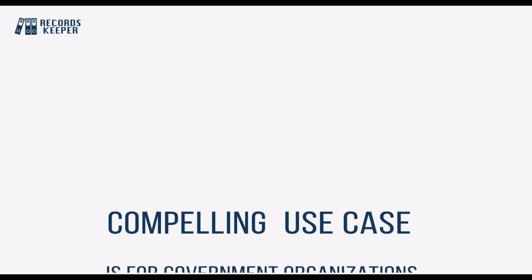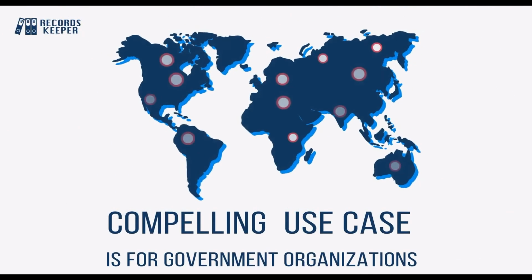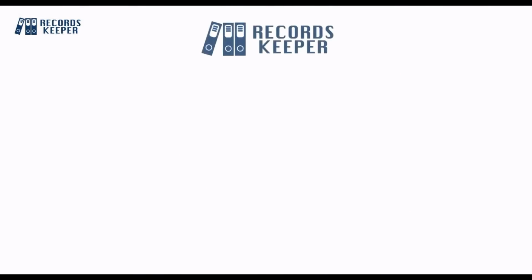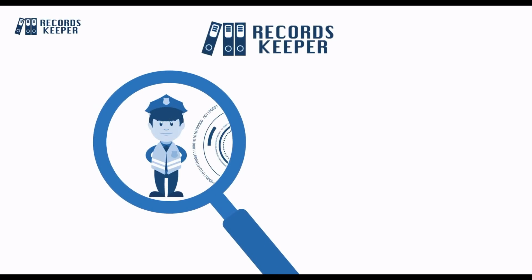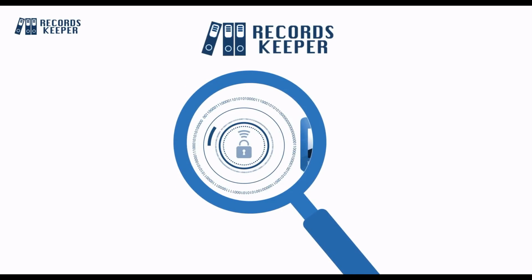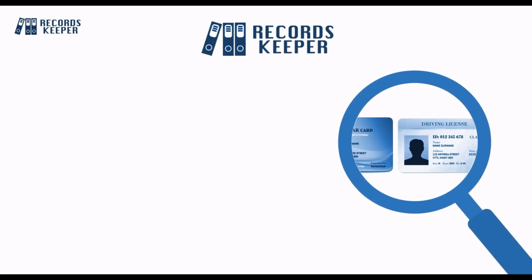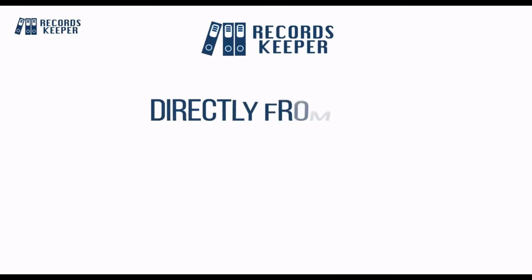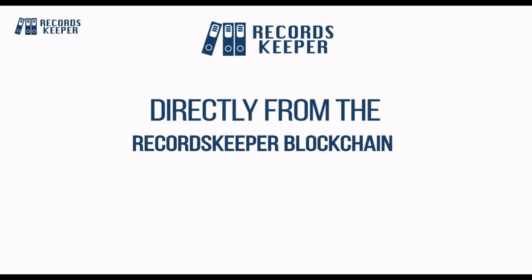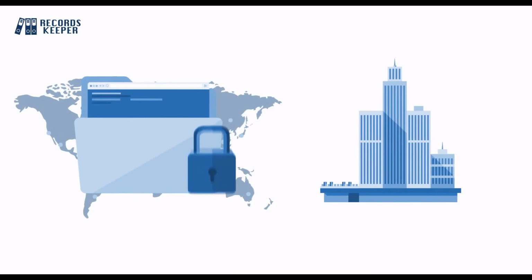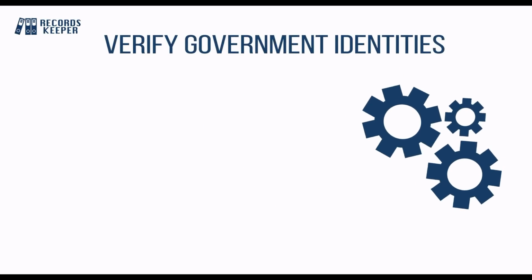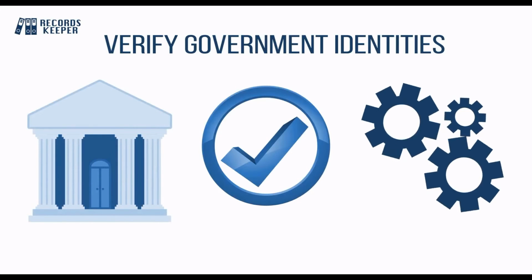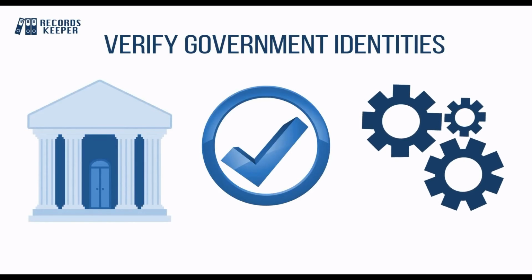Another compelling use case is for the government organizations all over the world. Using RecordsKeeper public blockchain, the traffic police can verify the authenticity of the social security number, Aadhaar ID, driver's license, vehicle registration certificates, etc., directly from the RecordsKeeper blockchain. This will help the government organizations by stopping counterfeits. This can verify government identities efficiently with highest confidence.